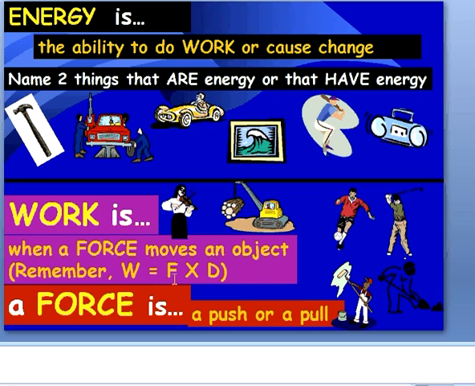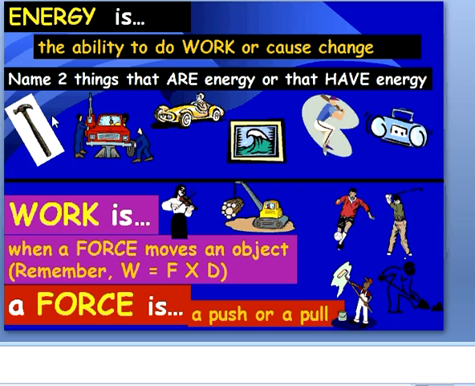But scientifically, because we do have a force in pounds that we've applied to the piano, but the distance that we would have moved it being 0, force times 0 is work, and that would be 0. Anything times 0 is 0. So the amount of work per the scientific definition would be 0. So remember that work is when a force moves an object. Now, energy is the ability to do work or cause change.